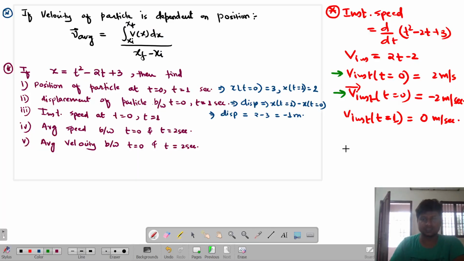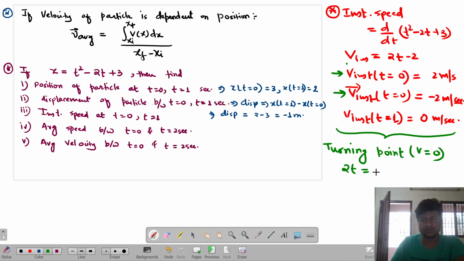Okay. Next task. As we got to know about all of these, I want to find average speed between t is equal to 0 and t is equal to 2 seconds. I have told every time, whenever you have a position dependent case, for average speed you need to find the turning point. Turning point is that point where velocity of the particle becomes 0. So 2t is equal to 2, that means t is equal to 1 second. I have a turning point, isn't it?